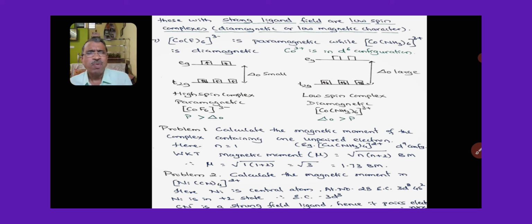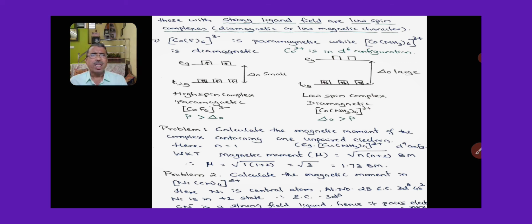Let us take some problems on how to calculate the magnetic moment. Calculate the magnetic moment of the complex containing 1 unpaired electron. Very simple. Substitute the value n equal to 1. Calculate, it becomes 1.73 Bohr magneton. Coming to another one, calculate the magnetic moment in tetracyano nickel 2. When I give the name of a complex, you must be able to find out how many unpaired electrons are there.